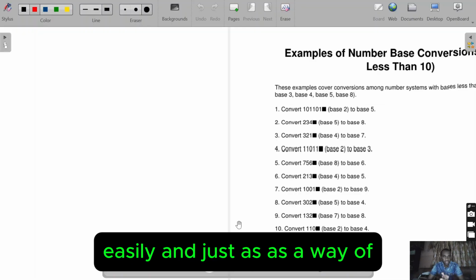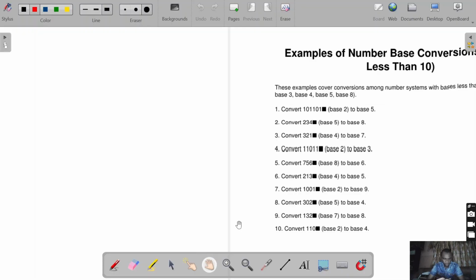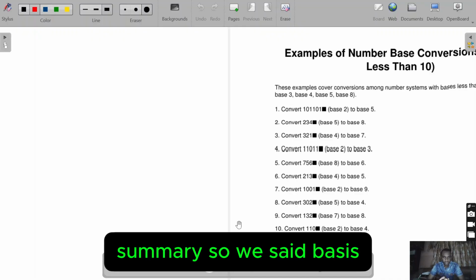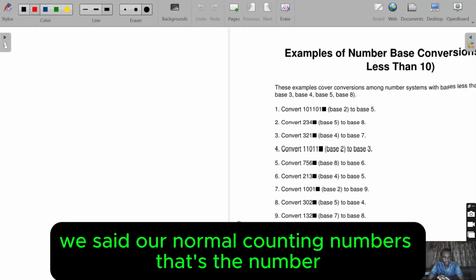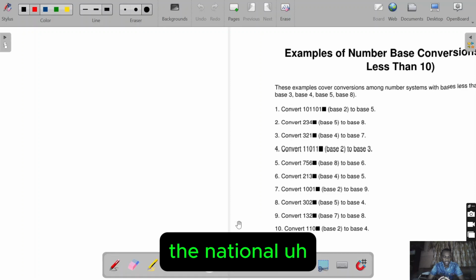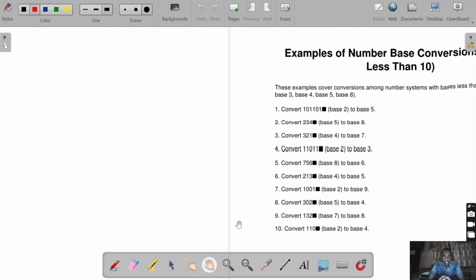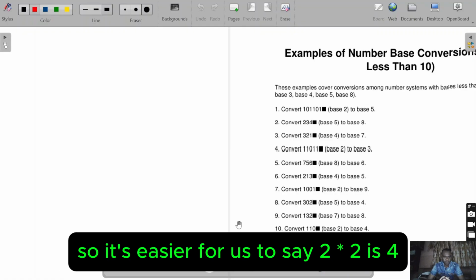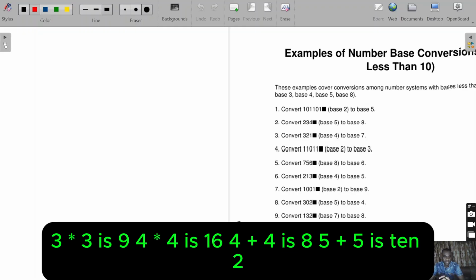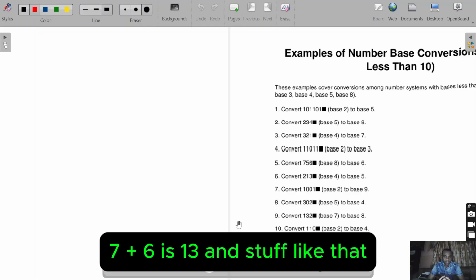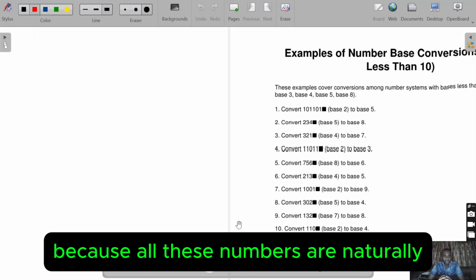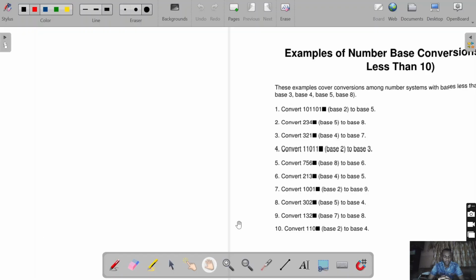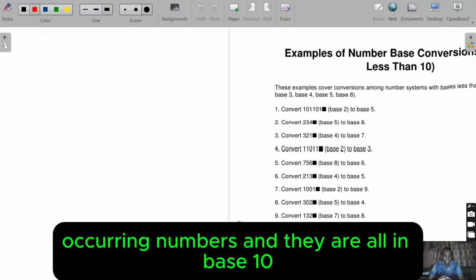Just as a summary, we said our normal counting numbers, the natural numbers with which we count daily, are all in base 10. So it's easier for us to say 2 times 2 is 4, 3 times 3 is 9, 4 times 4 is 16, 4 plus 4 is 8, 5 plus 5 is 10, 7 plus 6 is 13, and stuff like that. Because all these numbers are naturally occurring numbers and they are all in base 10.